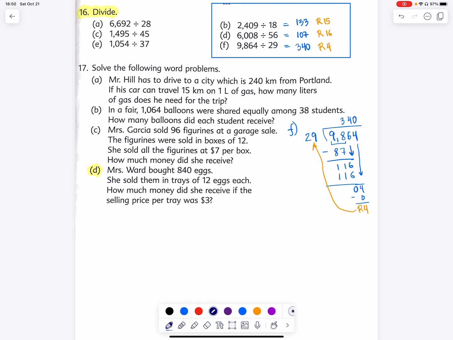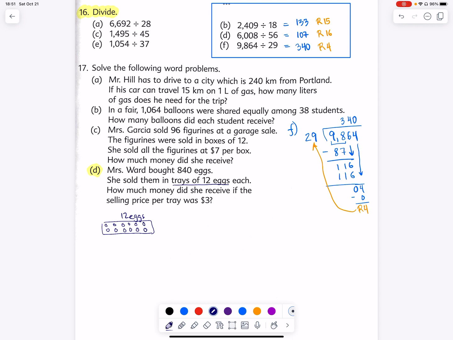Mrs. Ward bought 840 eggs. She sold them in trays of 12. I think you're familiar what trays of 12 look like. You know, in the supermarket, we buy eggs by the dozen. Egg 1, 2, 3, 4, 5, 6, 7, 8, 9, 10, 11, 12. That's your dozen. That's your 12 eggs. You've seen this in your refrigerators. Maybe you bought it at the farmer's market. So, altogether, she bought 840 eggs.